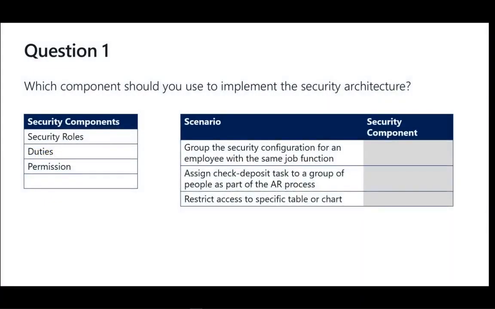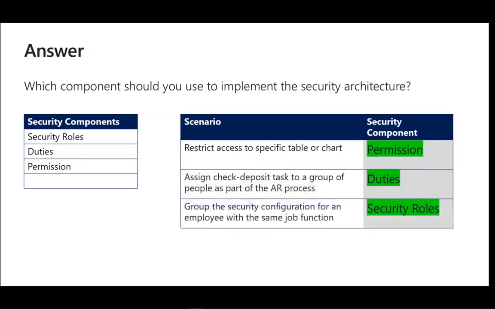Practice questions. Question 1. Which component should you use to implement secure architectures? Secure components include secure roles, duties, and permissions. The scenario options are: group the security configuration for employees with the same job function; assign the check deposit task to a group of people as a part of an AR process; restrict access to a specific table or chart.